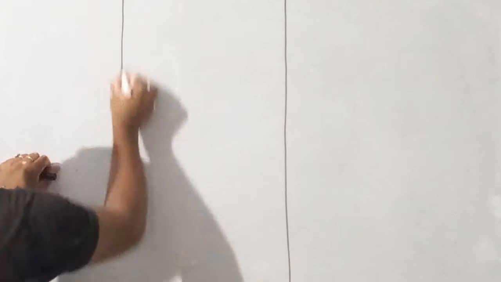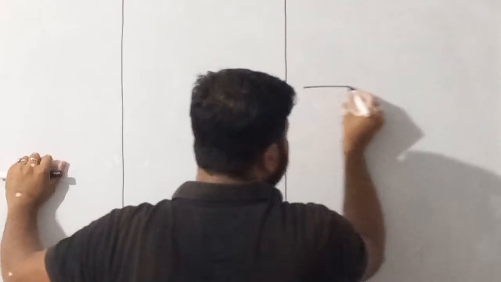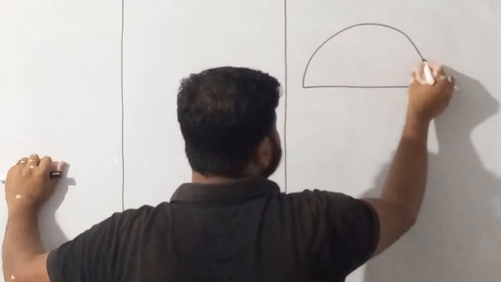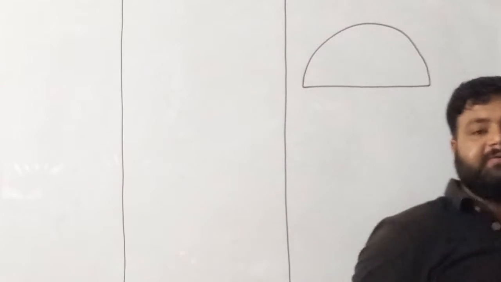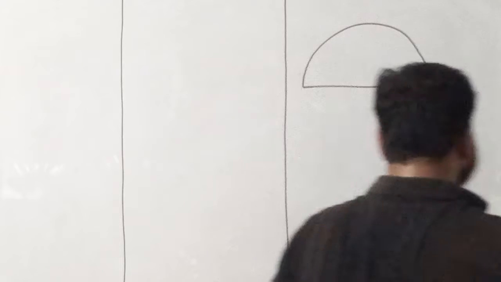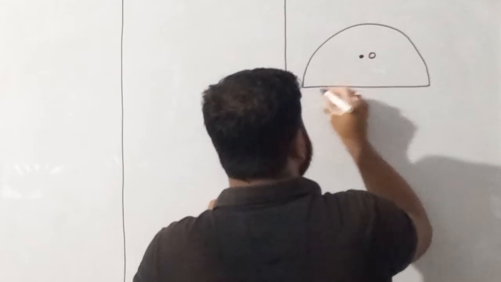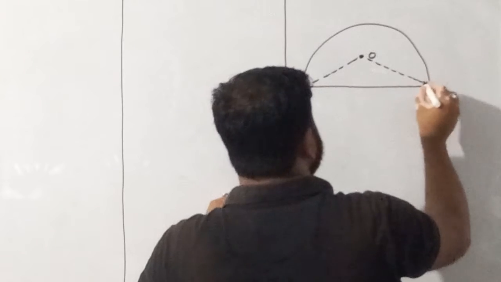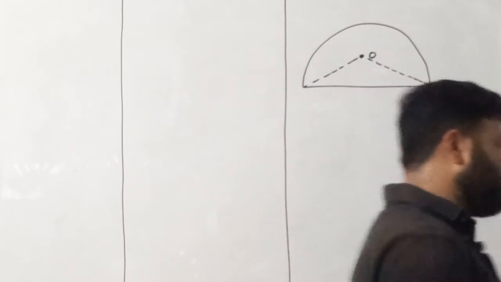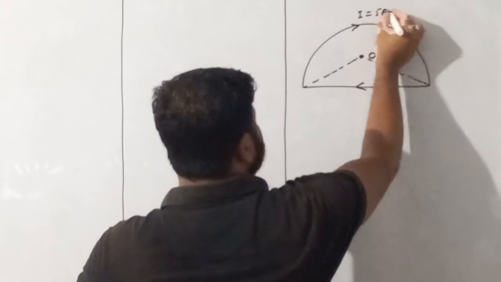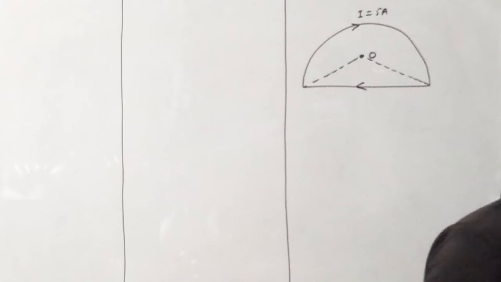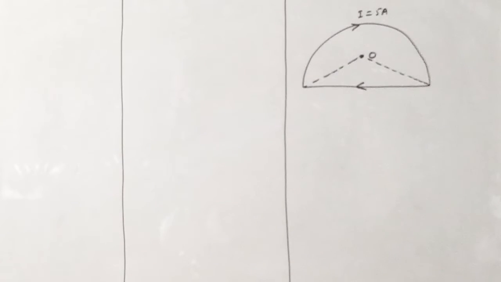So the numerical is, let's suppose we have a structure like this. This is basically a plain wire and this is a semicircular arc. Let's suppose we want to find the magnetic field at point O, and the current flowing in this circuit is 5 ampere.